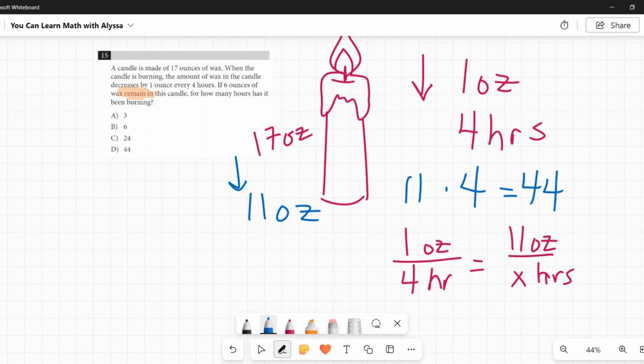Absolutely same units on top, same units on bottom, and then you can cross multiply, and you get 4 times 11 is 44, and 1 times x is x. 44 is x. Both ways, you're going to get the same answer, that is 44 hours the candle has been burning, and that is D.